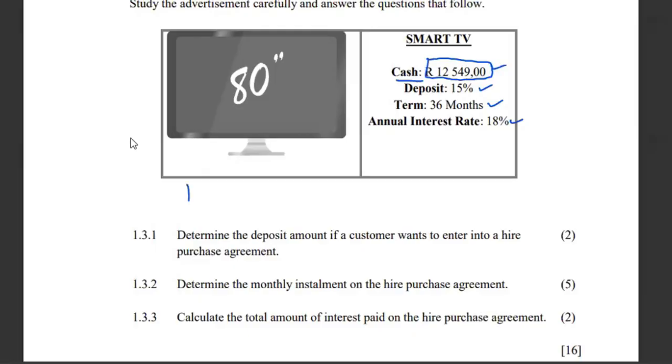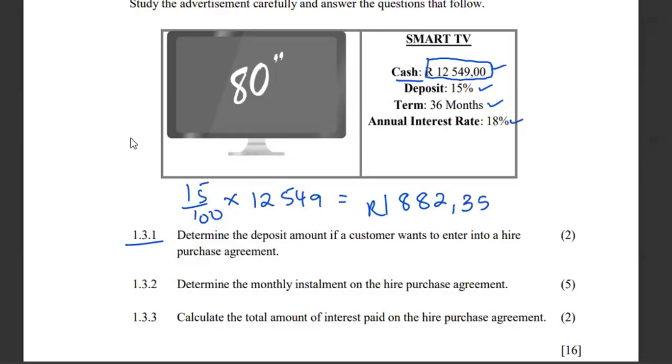So since the deposit percentage is 15, it's 15 over 100 multiplied by 12,549. Okay, punching that into the calculator, we are getting 1,882.35.